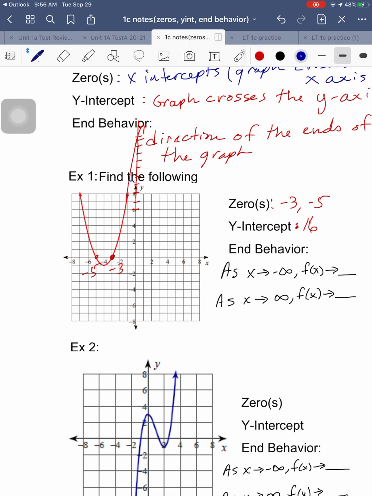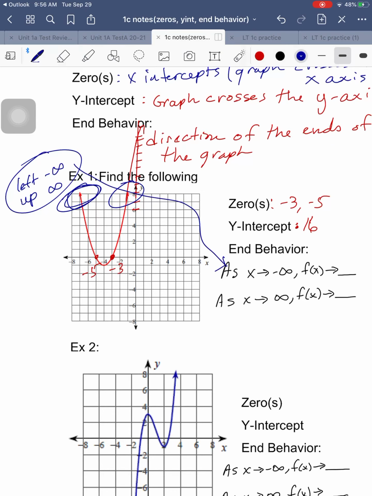Now, end behavior. End behavior is talking about the ends of the graph and which direction they're going. So this is kind of thinking about how far will they go in those directions. So you have 2 directions. I'm going to start on the left side here. How far left will this graph go? And you should say that this end of the graph is going to go left forever to -infinity. And how far up will it go? Well, it's going to go to +infinity.